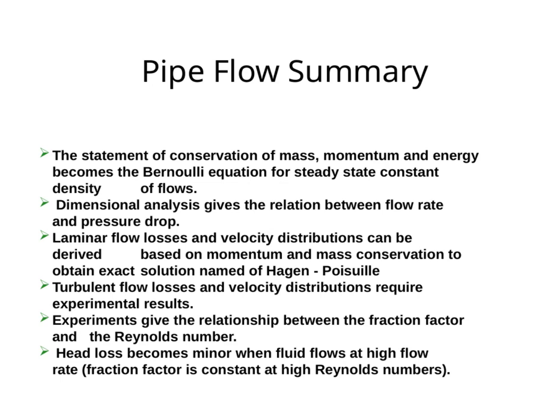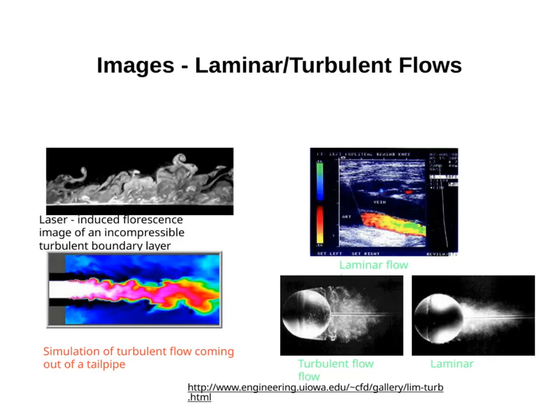This sums up the essentials of pipe flow. Here, we see two very different types of fluid flow, laminar and turbulent. Laminar flow is smooth and orderly, with layers sliding past each other quietly. Turbulent flow, on the other hand, is chaotic and full of swirling eddies.